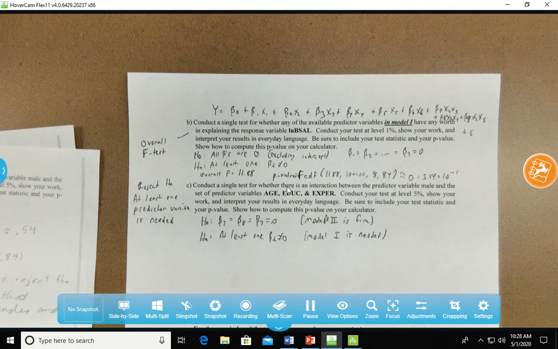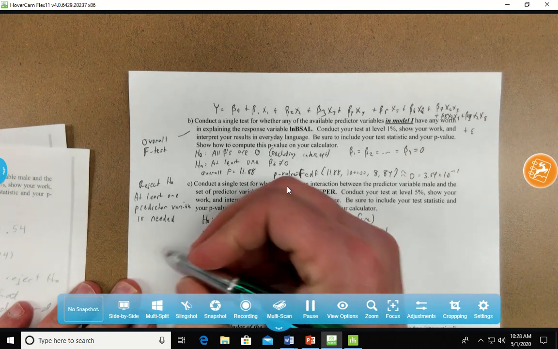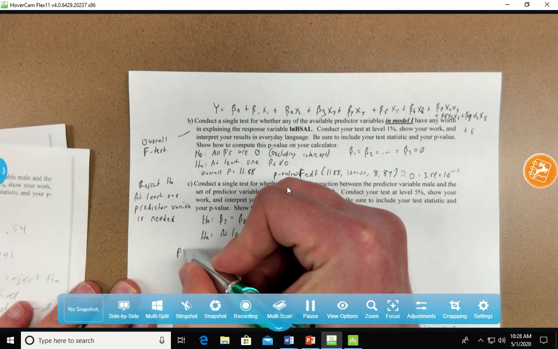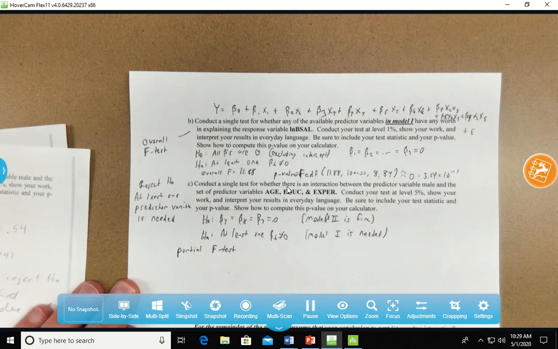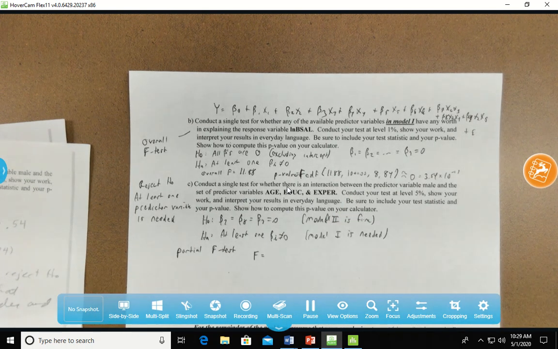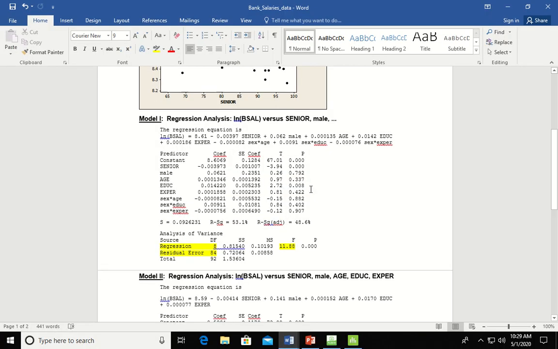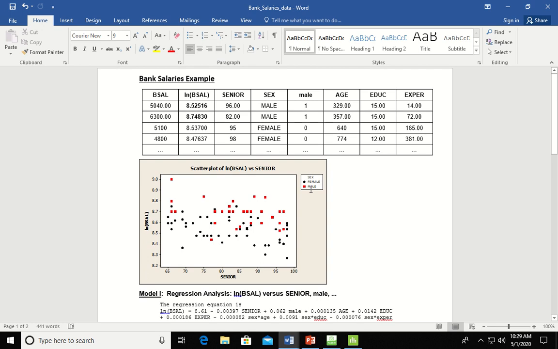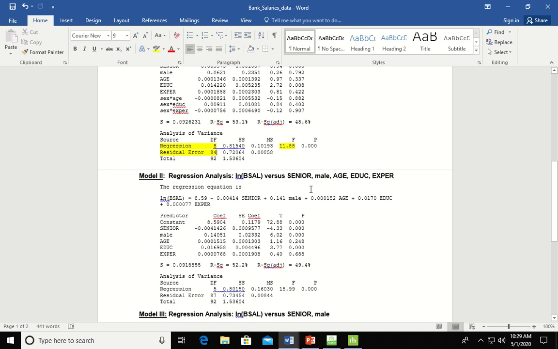All right, so let's take a look. Now we're going to do a partial F test because we have more than one. You might want to claim a partial F test because we're throwing out some and keeping others. So we're going to have to take a look at model 2 and model 3. Here are model 2 and model 3, and you'll be given the partial F test for the exam.